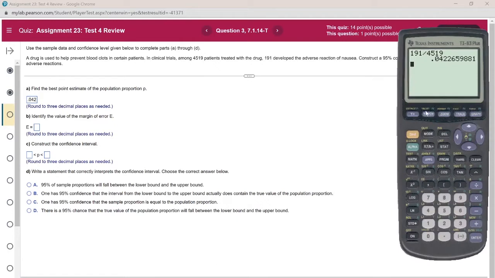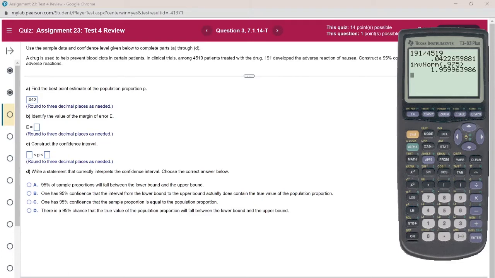So let's use our calculator one more time. Go to second, distribution, number 3, and then here it's 95%, so it's 2.5%. 1 minus 0.025 is 0.975. So we are looking for the z-score such that the area under the curve to the right is 2.5%, because alpha over 2 is 2.5%, but the area to the left is 97.5%. That's why it gives us the z-score.